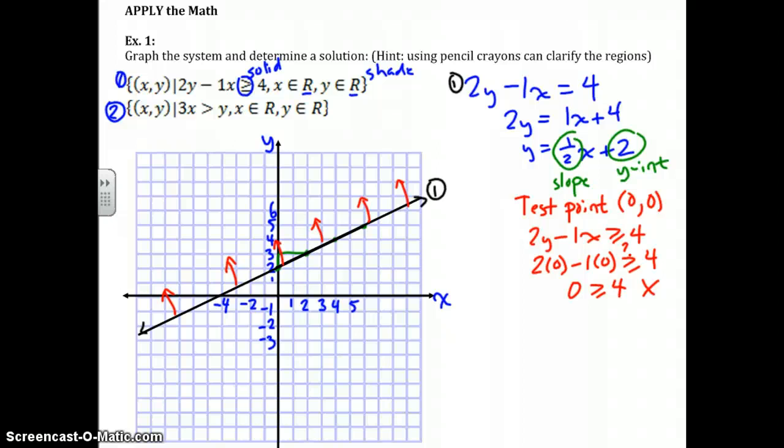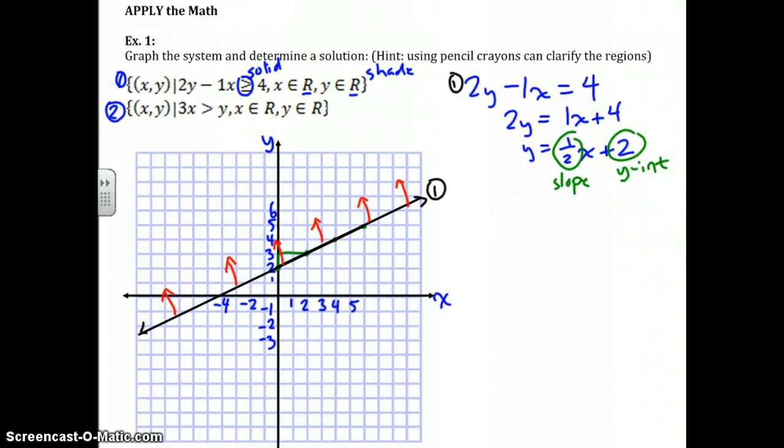So I'm going to just erase some of this here. So for number 2, our equation is 3x greater than y. I'm just going to mark this up in the top corner here. The greater than indicates that our line isn't part of our solution set. So for that we need to use a dashed line. And again, with the real numbers, that means we can shade because it's continuous.